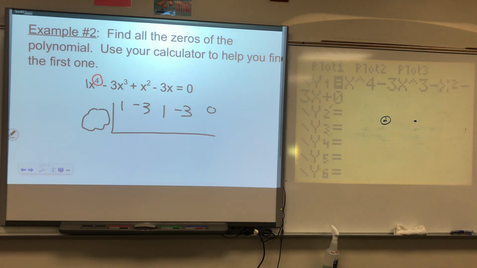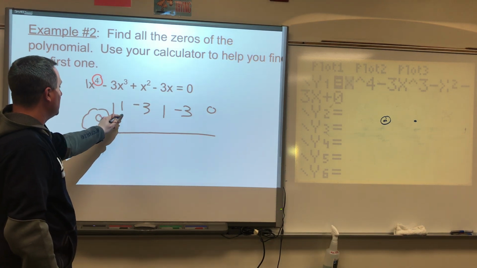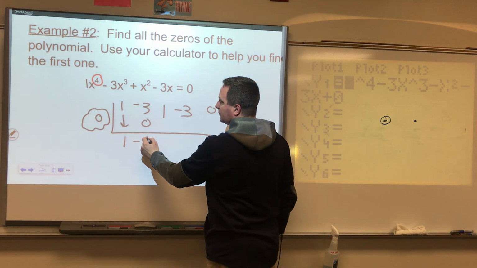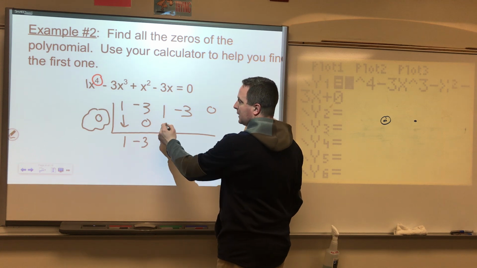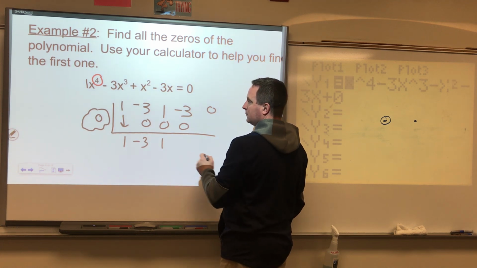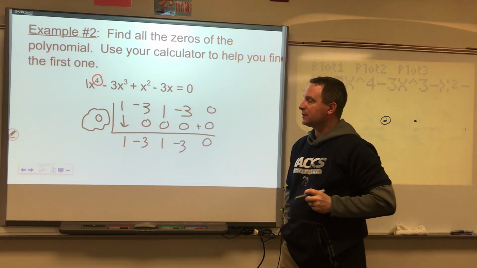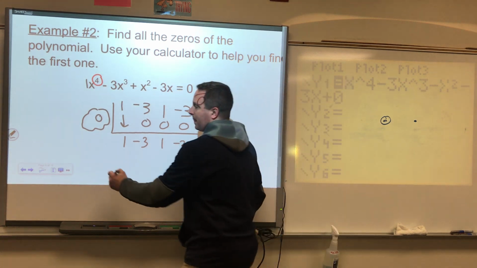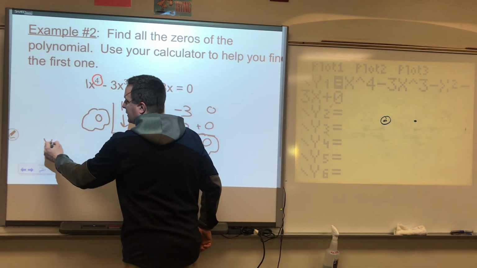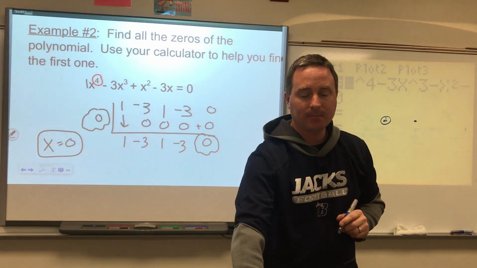Okay, so I'm going to try this once. I'm going to plug in a 0. I'm going to drop down my 1. I get 0, -3, 0, 1, 0, -3, 0, and it works. So I did get a remainder of 0. I know it seems kind of weird, but x equals 0 is one of my solutions.